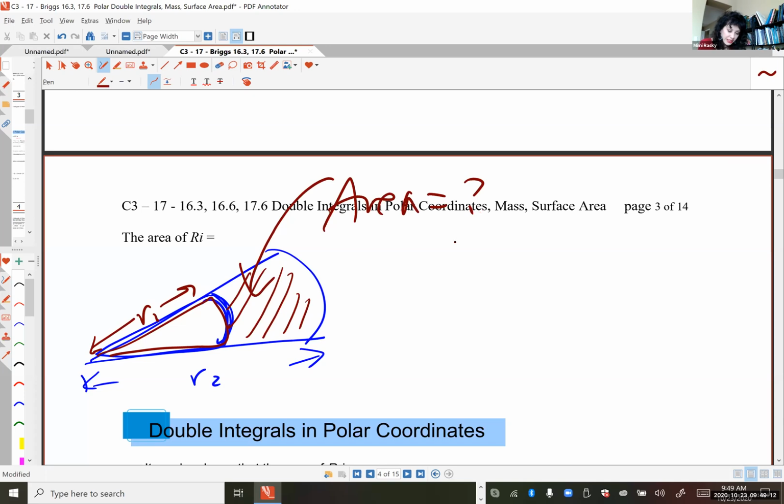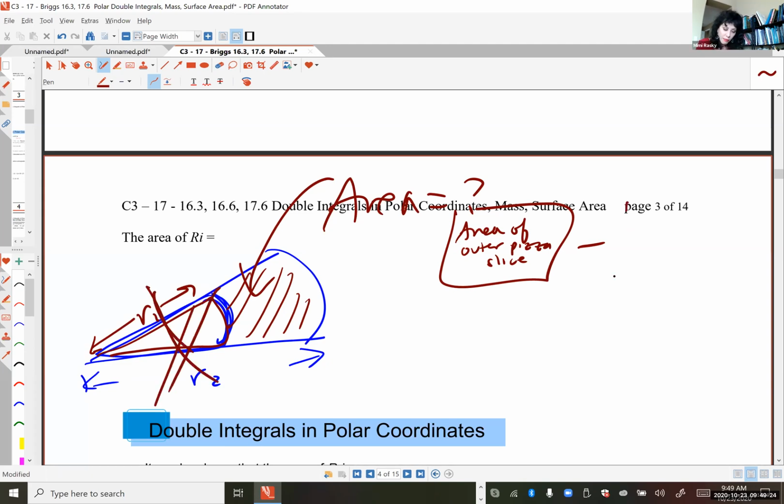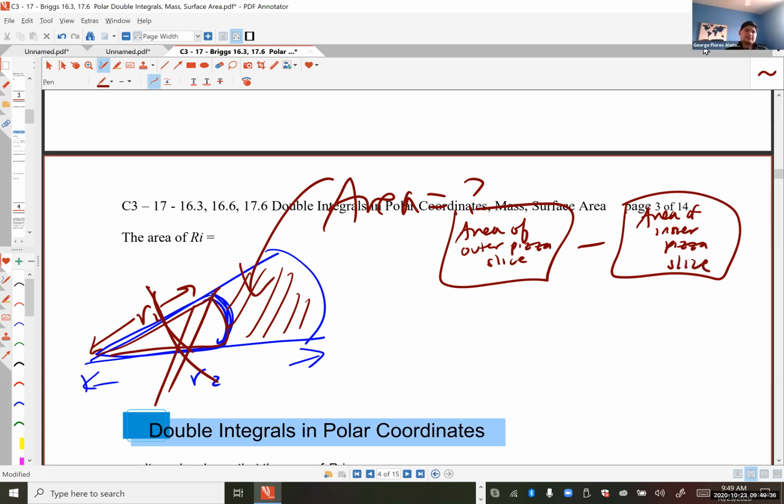I claim it's the area of the outer pizza slice with radius r2, minus, because I'm chopping it out, minus the area of the inner pizza slice that has a radius of r1. Would you buy that? Yes. Does it look legit? It is. Okay, so then what?